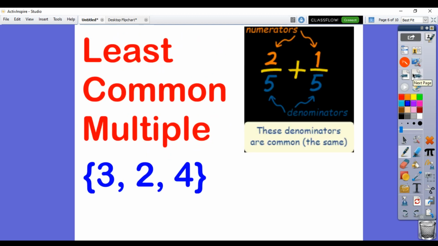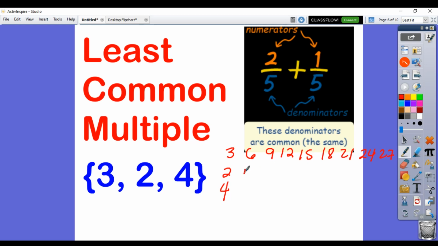Least common multiples. Okay, least common multiples is where you find the smallest common number to all the denominators or to all the given numbers. So for this case, we have 3, 2, 4. So let's list down the multiples of 3, 2, and 4. The multiples of 3 are 3, 6, 9, 12, 15, 18, 21, 24, 27, and so on and so forth.